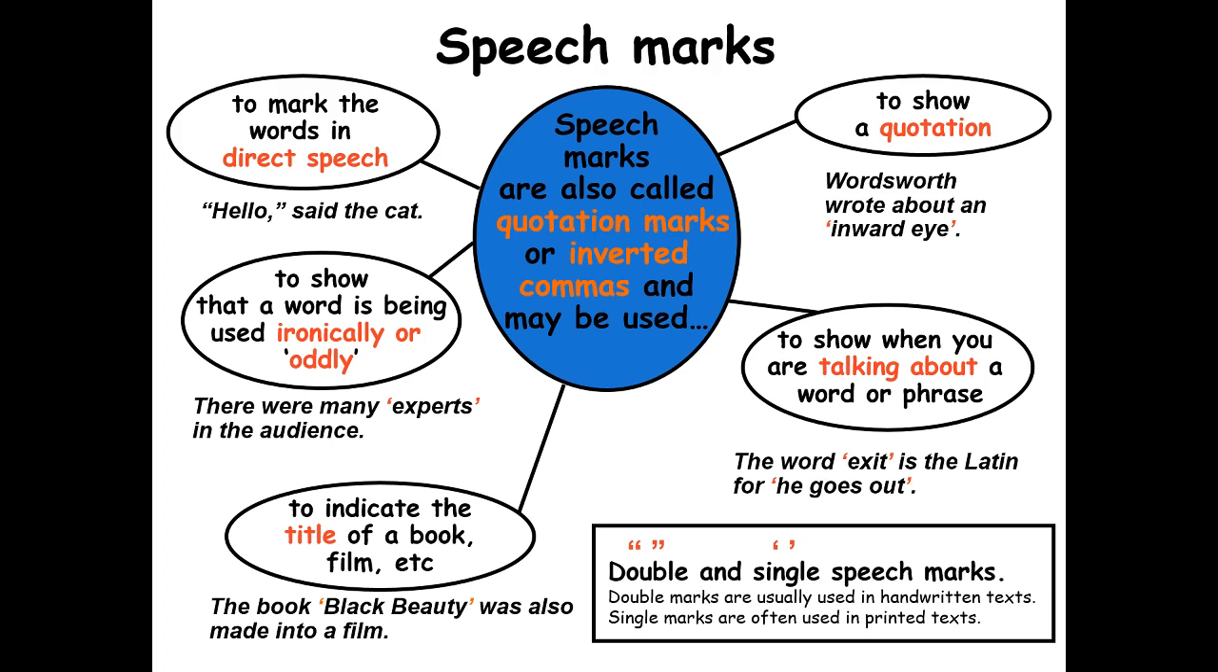Double and single speech marks. Now you may notice that sometimes in this example there's double quotation, but here it's a single quotation. Why? Double marks are usually used in handwritten texts. Single marks are often used in printed texts. No big difference in using double or single quotation. You can use either way.